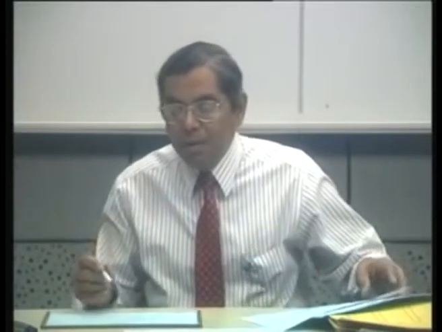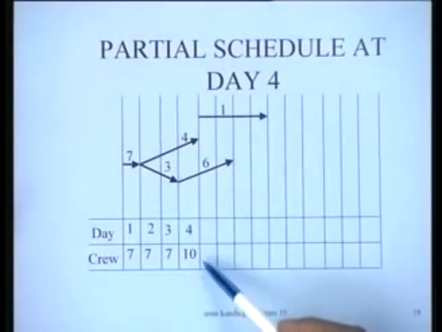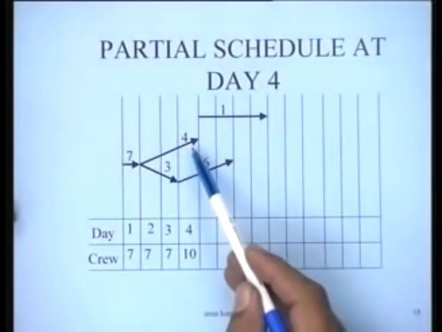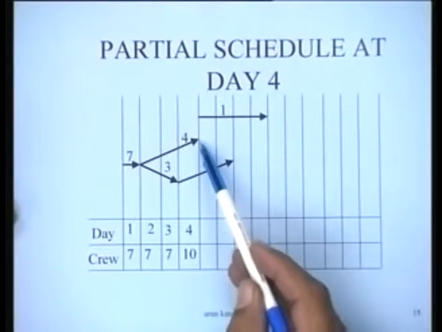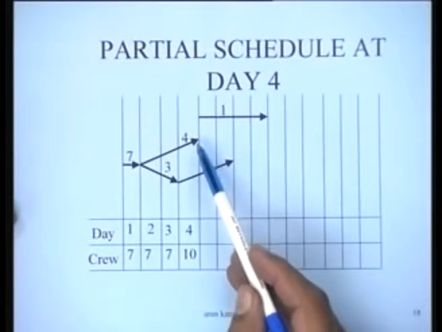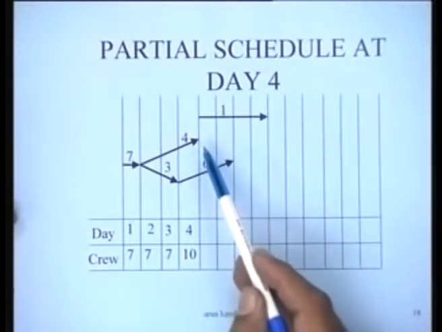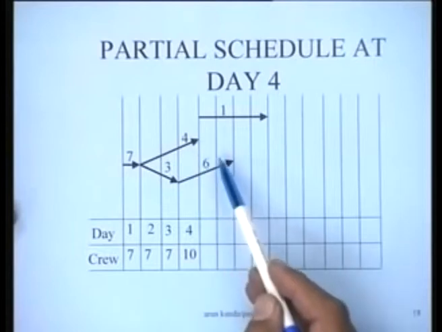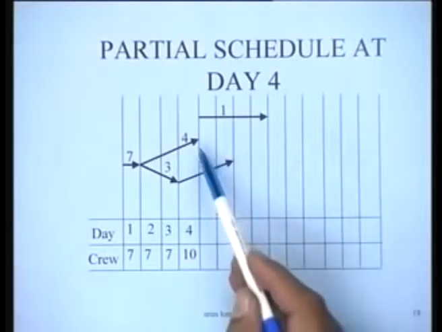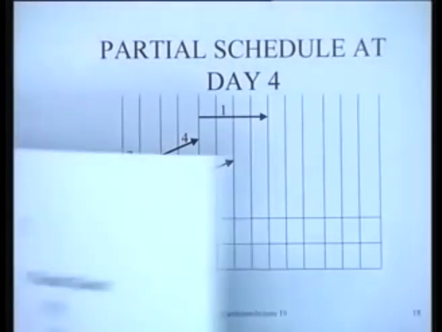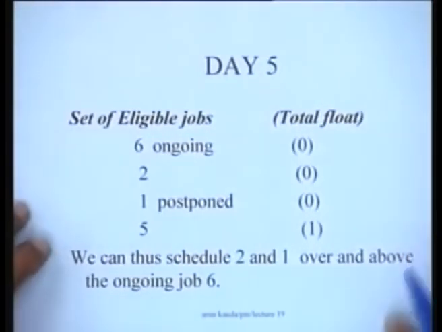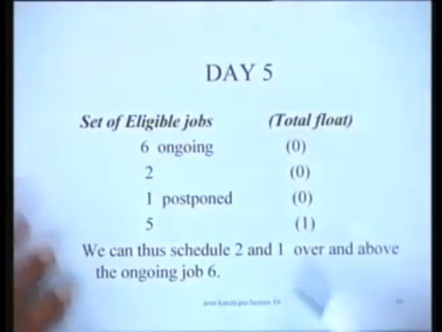You see, on day 5, as you can see from this partial schedule, job number 4 is going to be over. So the moment job number 4 is over, job number 2, which is the immediate successor of job number 4, would become a candidate for placement on the list, and it being a critical job, it would in fact ask for greater priority. So on day 5 our situation is something like this.